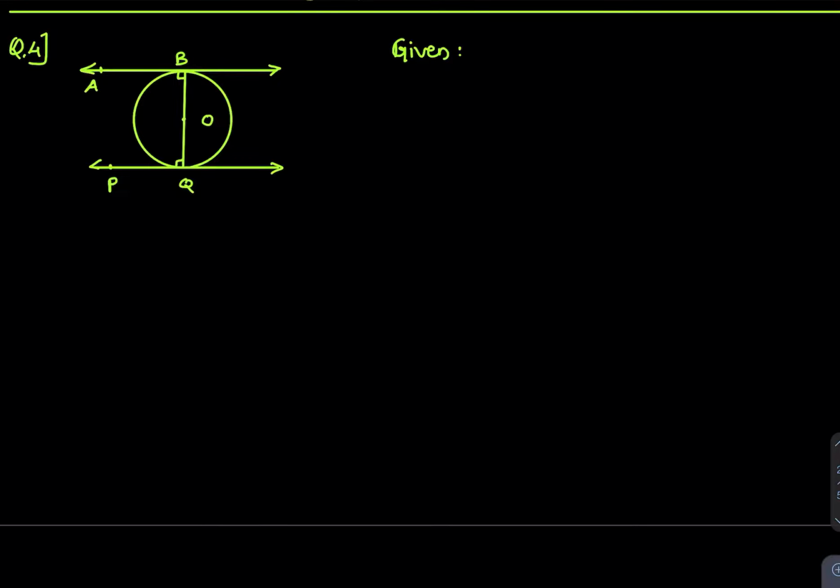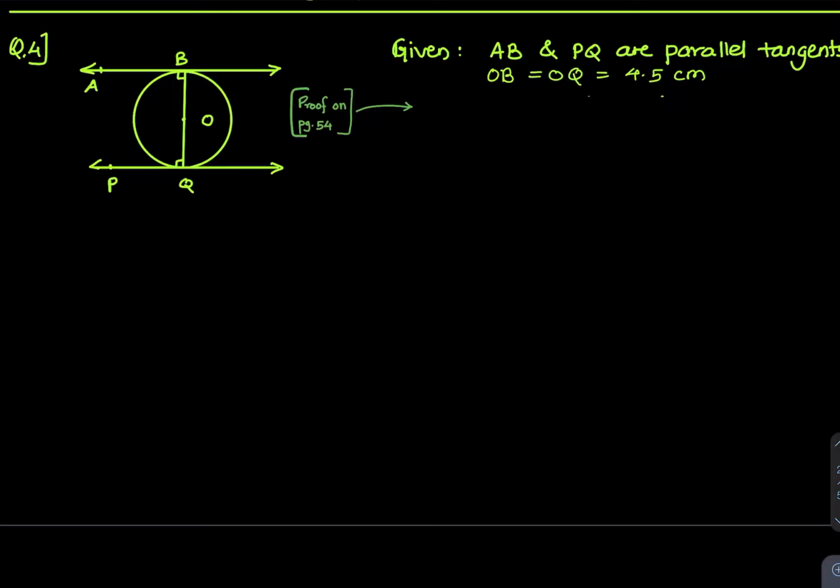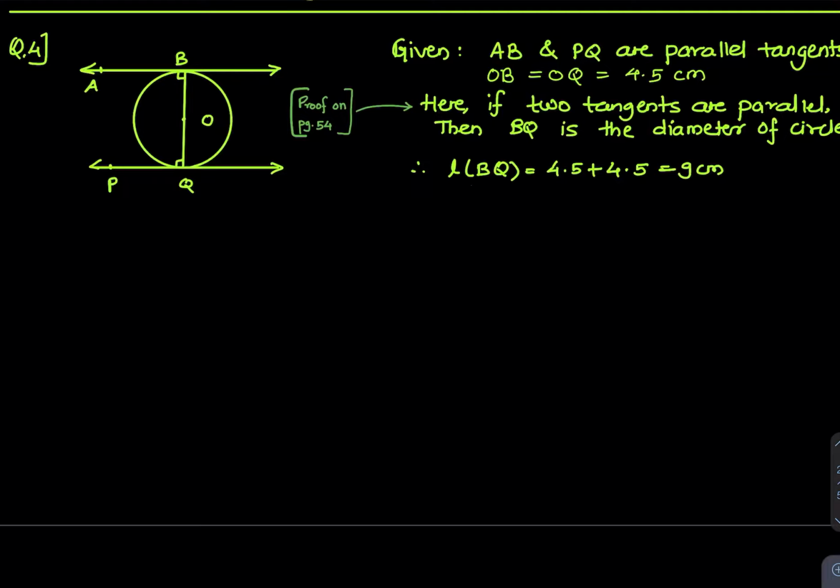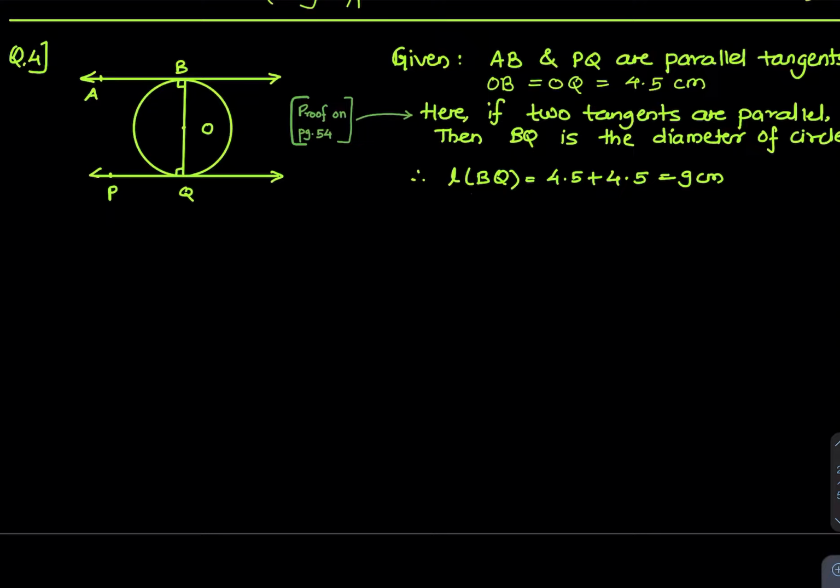So now given, AB and PQ are parallel tangents, and OB equal to OQ, which are both radii, will be 4.5 centimeter. So here we are going to use one theorem. So I will first give you the statement here. If two tangents are parallel, then BQ is the diameter of circle. So this proof is given on page number 54. You can see that proof, and then you will get some idea why it is diameter.